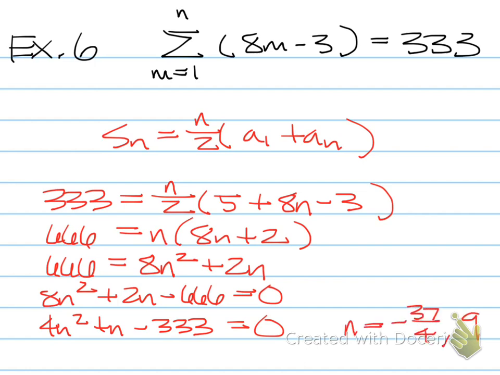We get negative 37 over 4, and we get 9. Now, since n represents the number of terms in the sequence, it should be a whole number. So our answer is actually 9 for n.